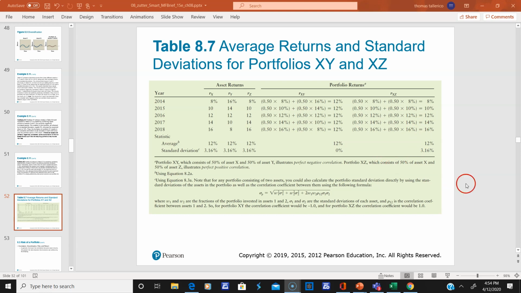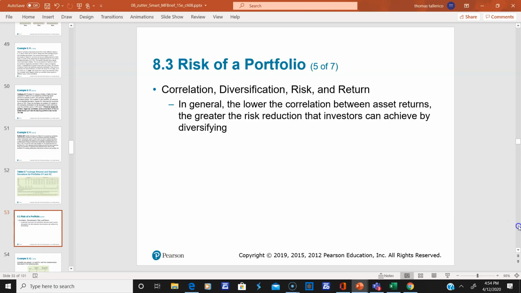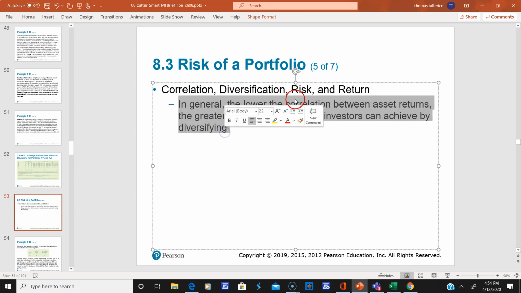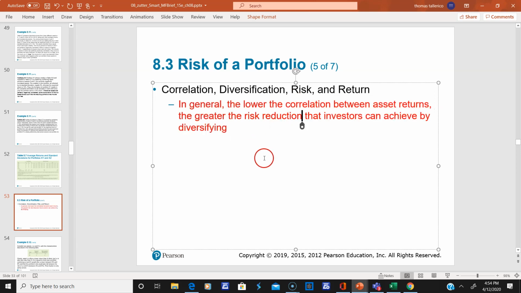All right, so I just wanted to make that point. That's an important issue there. So in general, the lower the correlation between asset returns, and this is an important sentence, the greater the risk reduction that investors can achieve by diversifying. So, of course, diversifying is an important concept, and everyone should be aware of that, okay? So you really want to make sure you're diversified.